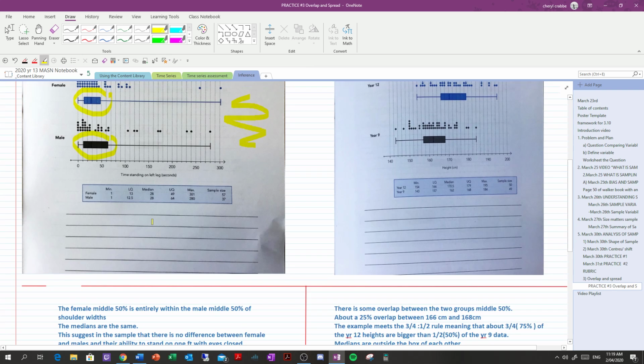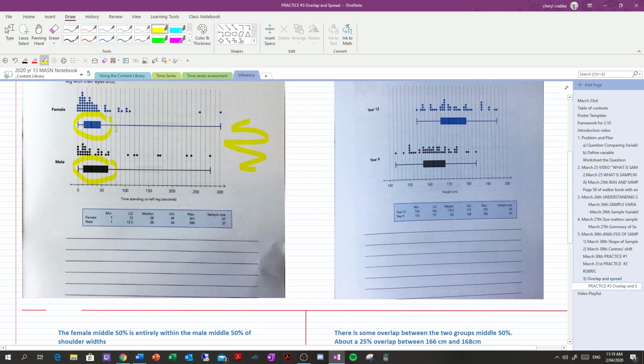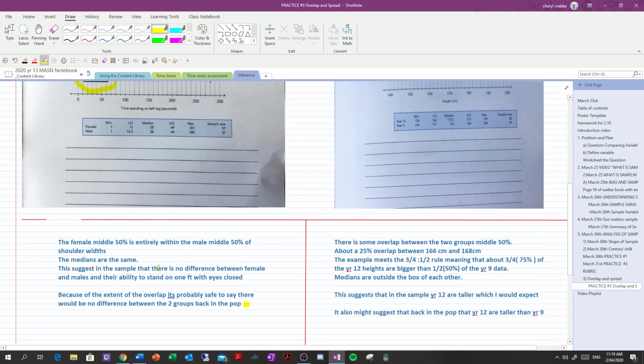They're very, very similar. And because of the extent of the overlap, it's probably safe to say that there would be no difference between the two groups back in the population. So even if we were to take another sample here, the fact that there's so much overlap would probably suggest that we would get another sample, might not have as much overlap, but probably would suggest that there's no difference, even if we took a different sample because of the extent of the overlap.